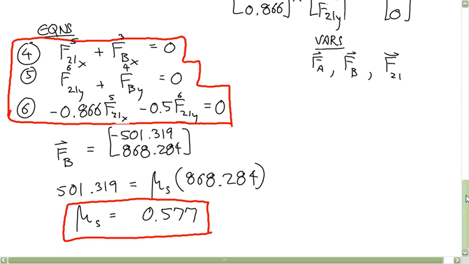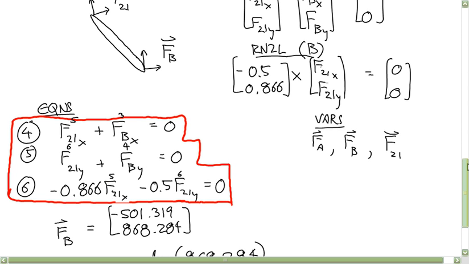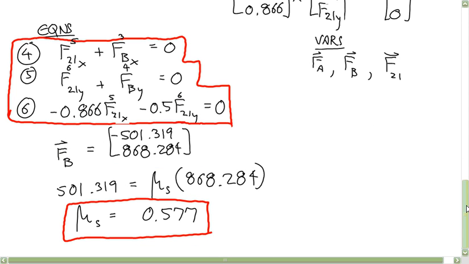Anyone have any questions about that one? So if this was steel, this would work. You like steel, you expect 0.7, I think, for static friction coefficient. Any questions about that one? Okay.